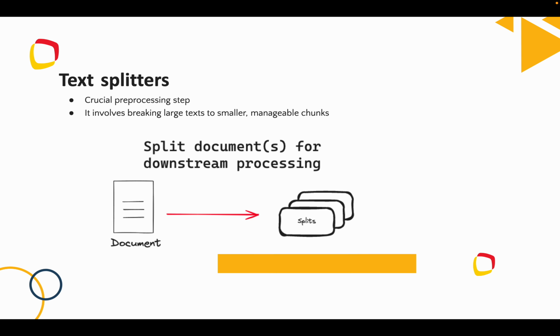Text splitters are actually an important pre-processing step. What is happening is that in the document we will have a large document, right? So we will be splitting that into small chunks. As we mentioned, this is a very important pre-processing step.